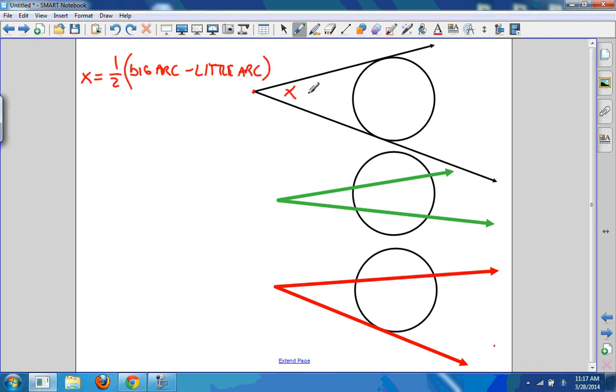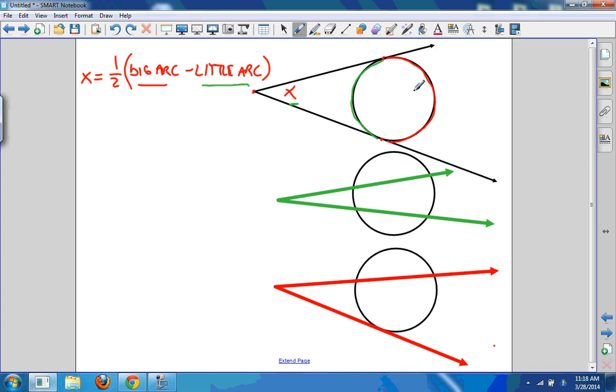In this case, the big arc is going to be, we have two tangent lines here, so it's touching the circle at a point here and a point here. So we have a big arc here. That'll be our big arc. And we have a little arc here in our circle. That'll be a little arc. So this angle is going to equal half of the difference of those two arcs.